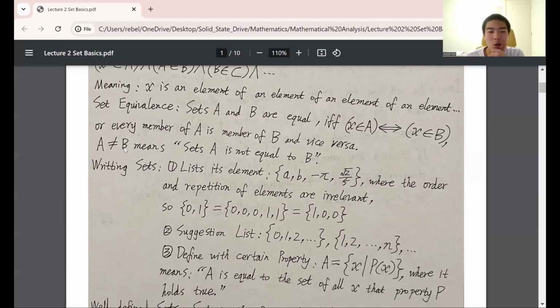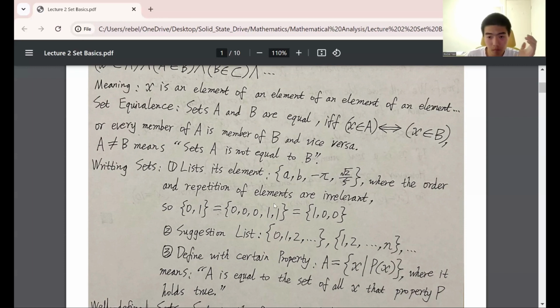So there are some basic ways of writing sets. If you already understand what a set is, then if the number of elements is small, we can also say the cardinality is small. Cardinality is just the number of elements in the set. For example, for this set, a, b, negative pi, square root of 2 over 5, this is a set of four elements. It's small, so we can write it out.